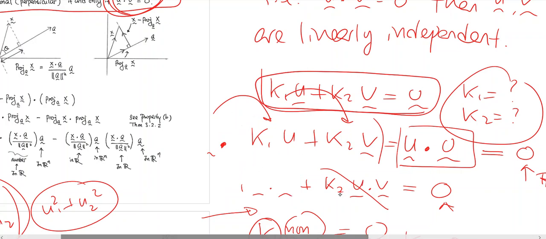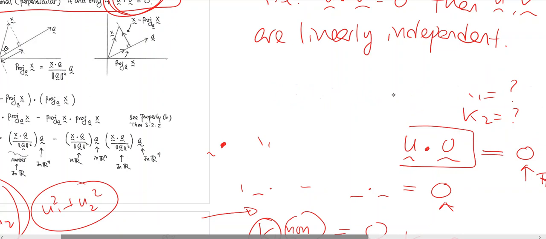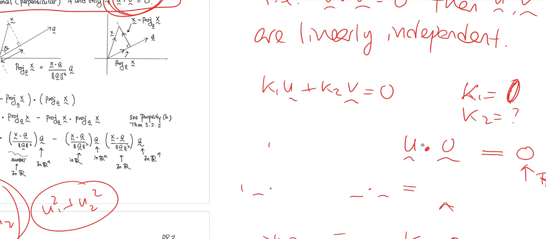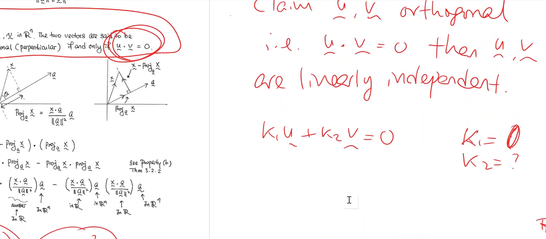So by setting up k1, by setting up the usual equations, k1u plus k2v equal to 0, and trying to solve for it, we can see our k1 has to be 0 if you take the dot product with u. And you can easily see that if we repeat that process by taking the dot product with v instead, you will get k2 equal to 0.